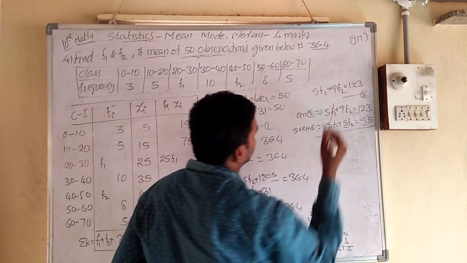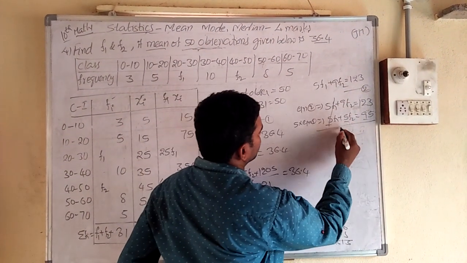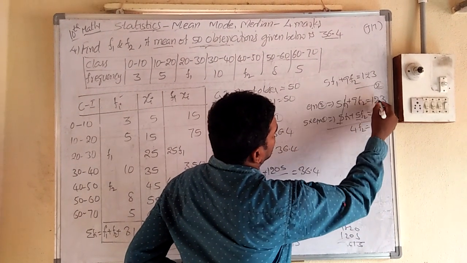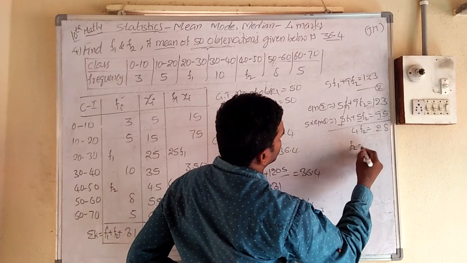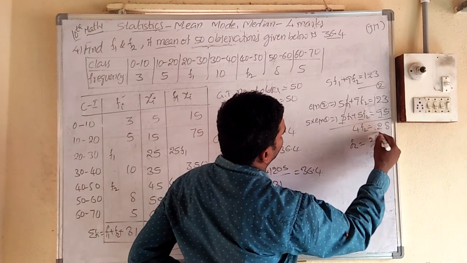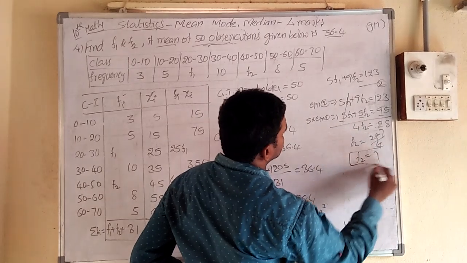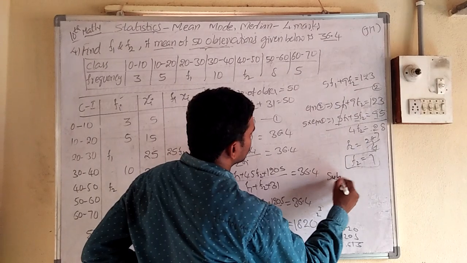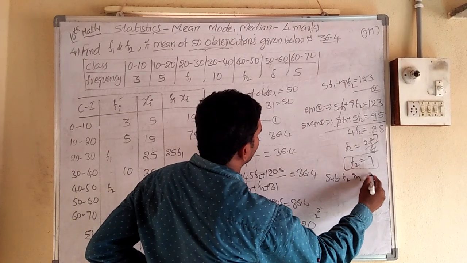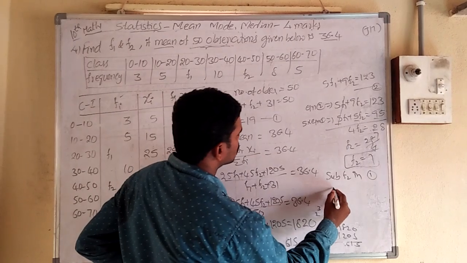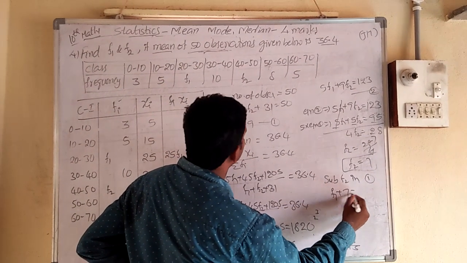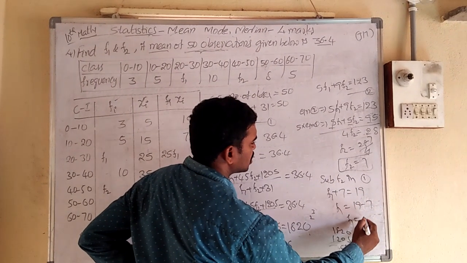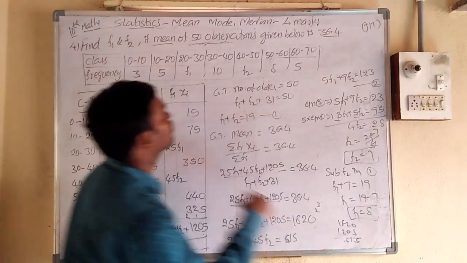Subtracting to cancel f1, we get 4f2 equals 123 minus 95, which is 28. So f2 equals 28 by 4, which is 7. That is the f2 value. Now to get f1, substitute f2 in equation 1. f1 plus f2, where f2 is 7, equals 19. So f1 equals 19 minus 7, which is 8. So these are the required answers.